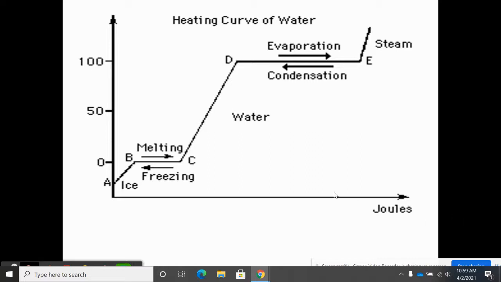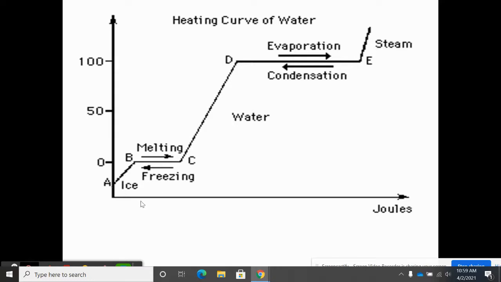So we can see this is a heating curve for water. On the y-axis, this is our temperature. It's not listed here, but this is temperature for water. And then on the x-axis is how much heat we're putting in over a certain amount of time. So joules is heat. If you remember from our heating curve from before, at very low temperatures, we're in the solid state. So if we're looking at water, we're looking at solid ice.